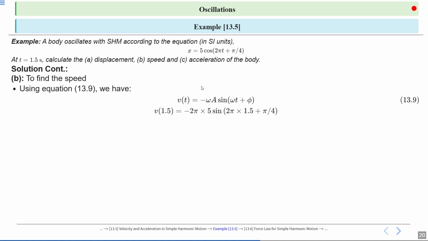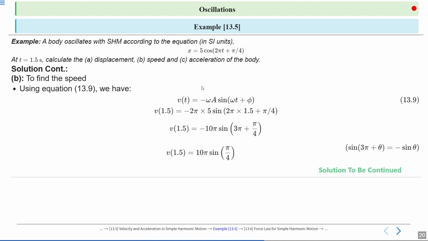So v of 1.5 is equal to minus 2 pi into 5 sine of 2 pi into 1.5 plus pi by 4. So v of 1.5 is equal to minus 10 pi sine of 3 pi plus pi by 4. So v of 1.5 is equal to 10 pi sine pi by 4, since sine of 3 pi plus theta is equal to minus sine theta.